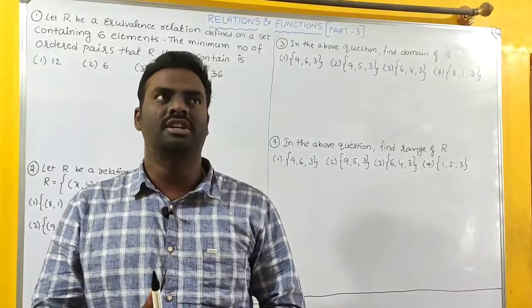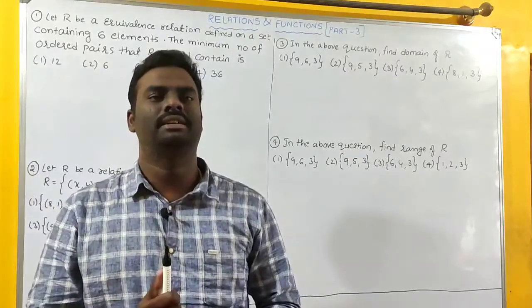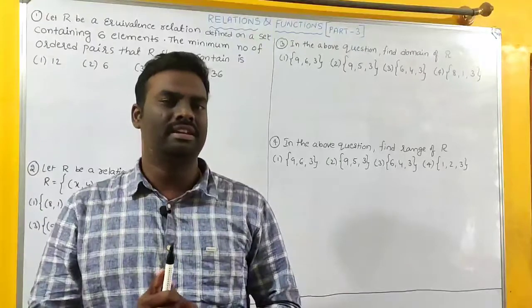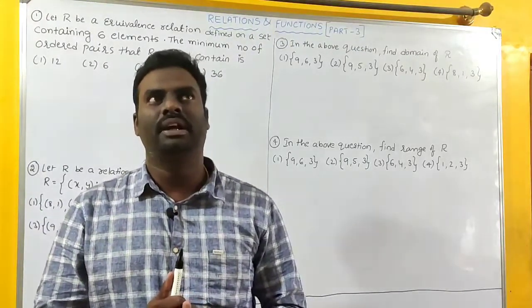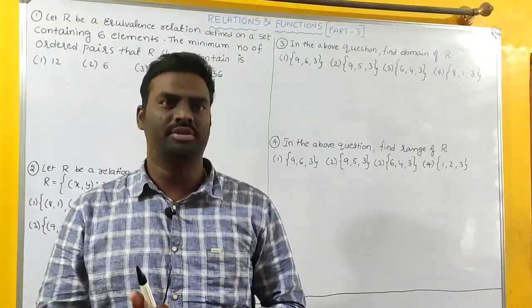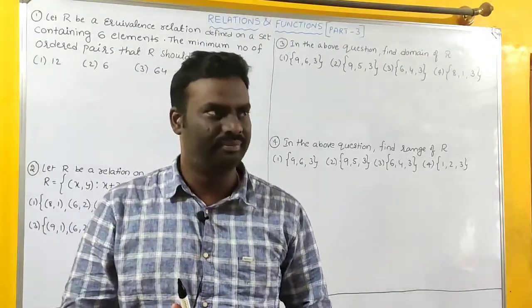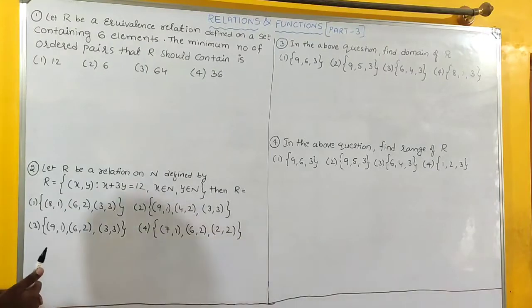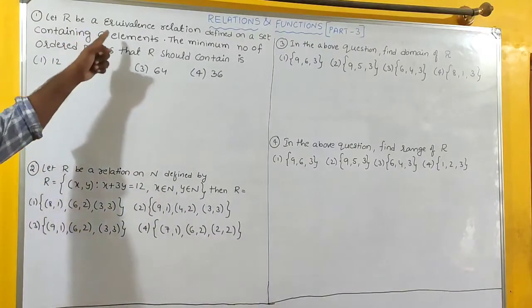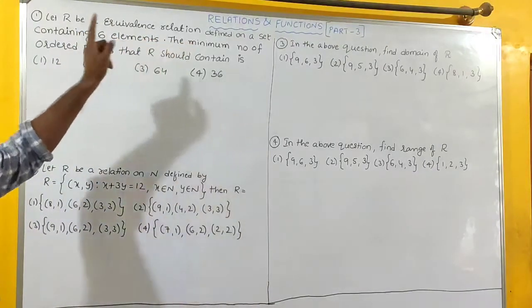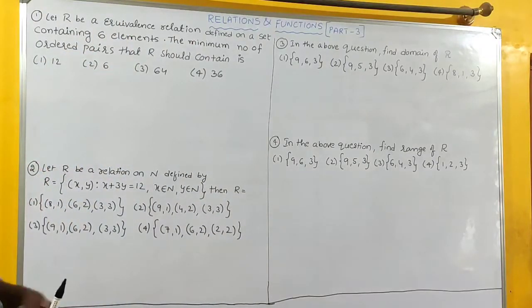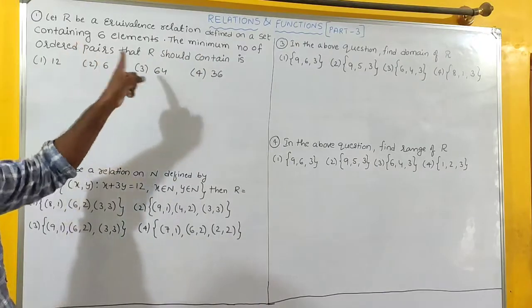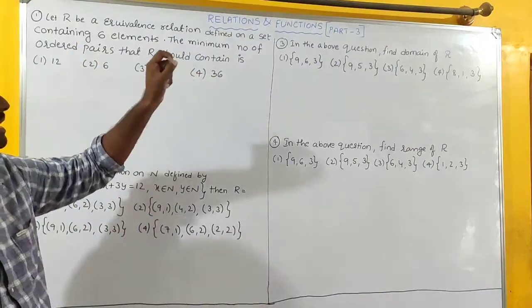In the first two sessions, we discussed the synopsis of the relations and functions chapter. In today's session, I'll start objective questions in this chapter. Okay, listen to the first question. Let R be an equivalence relation defined on a set containing 6 elements. The minimum number of ordered pairs that R should contain.